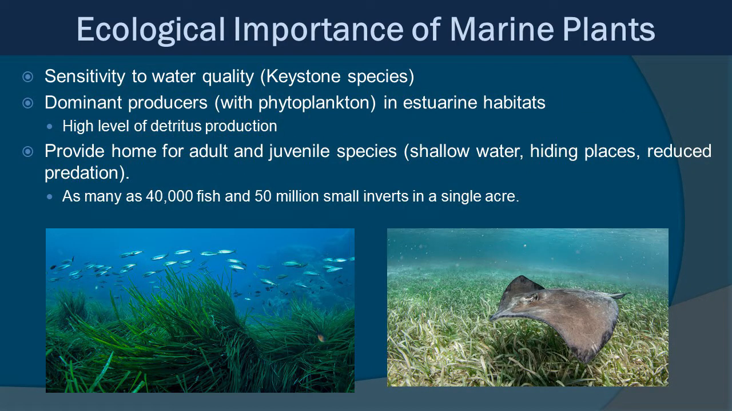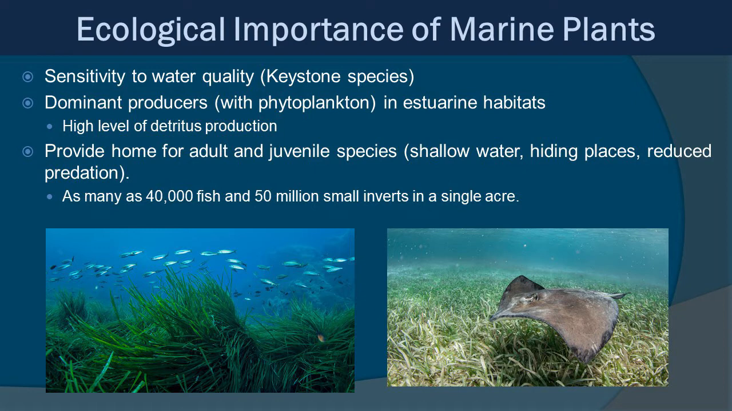Seagrasses are massively important to the ecology of coastal systems, especially here in Florida and other tropical regions. Seagrass are sensitive to water quality, and that often means that they're a bit of a keystone species, not only as an indicator, but also as a supporter of so many different types of animals. They are the dominant producer in these coastal systems along with phytoplankton, and that is really important as well. But that high level of detritus production is incredibly important as well.